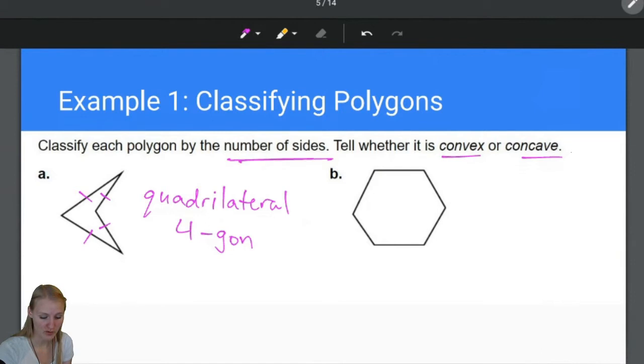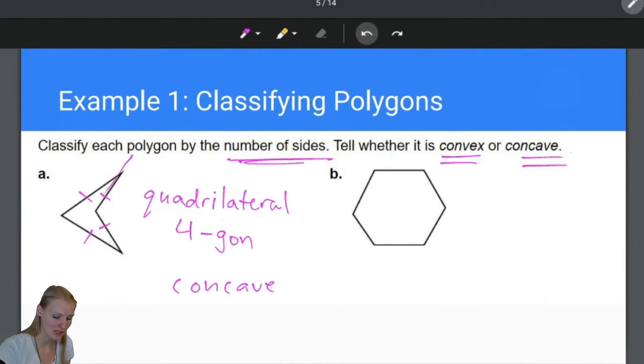Okay, so that's the number of sides. Is it convex or concave? Well, I see a pretty big dent in this shape, so it is definitely concave, because it has a cave-like shape to it. Also, another way you can think about it is if I draw a line through this side, that line is going through the shape. That's another way that we know it's concave. Okay, all right, next, so that's part A. Part A is done. We said the number of sides, and we said whether it was concave or convex.